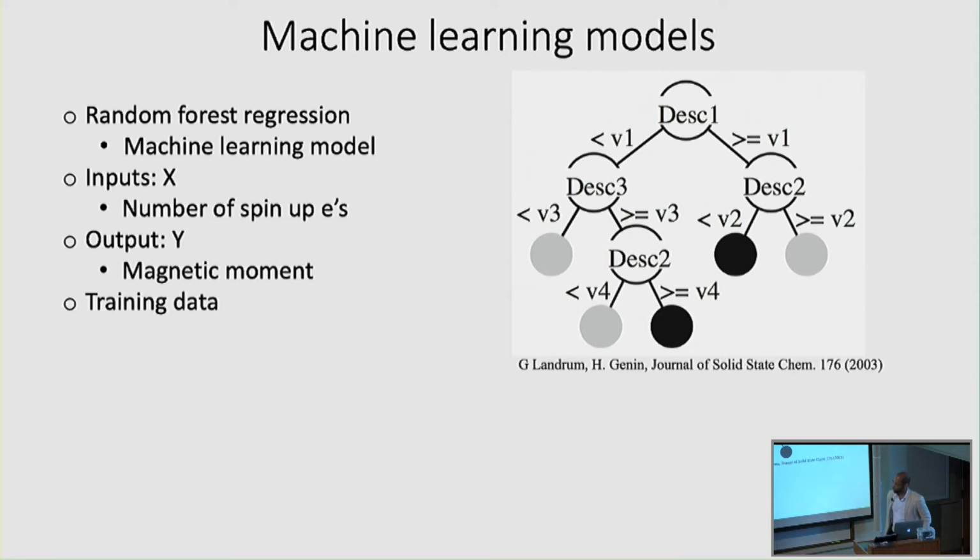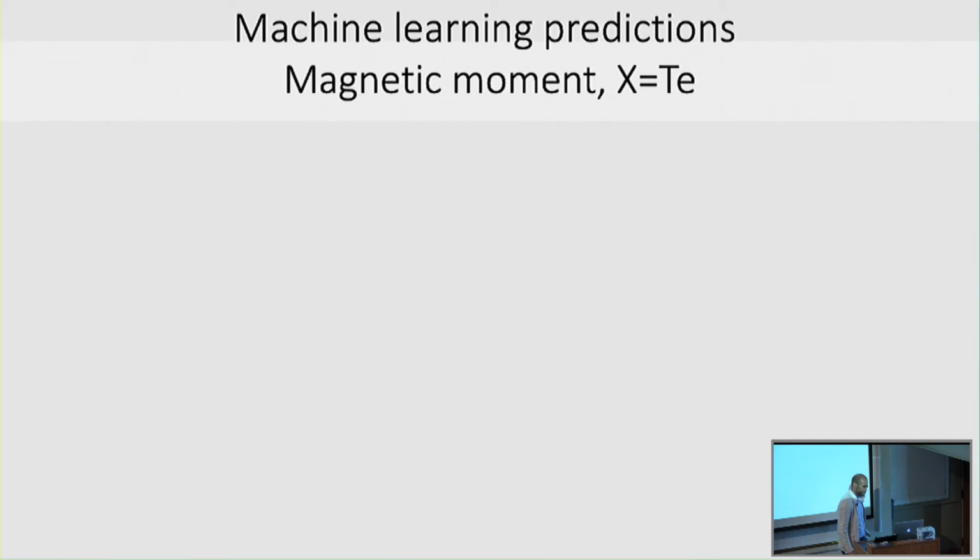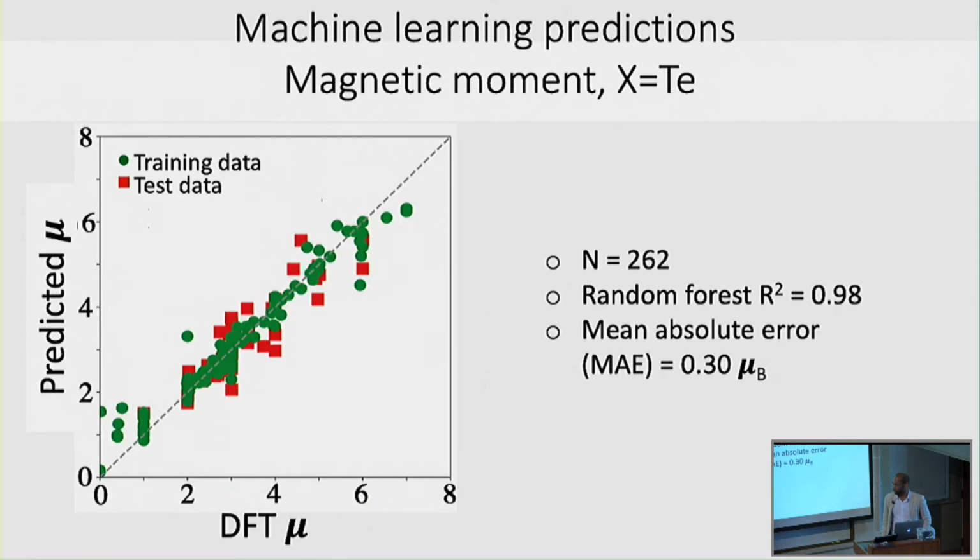We train our model on some data. We make sure it's working well using test data, and we can tune the parameters of the model by taking the mean absolute error of the guesses of what the outputs are at some nodes with the observations between some regions. So if we build a model and it works fairly well, we can then try to predict the magnetic moment from our DFT simulations. And if we do that, we get the following.